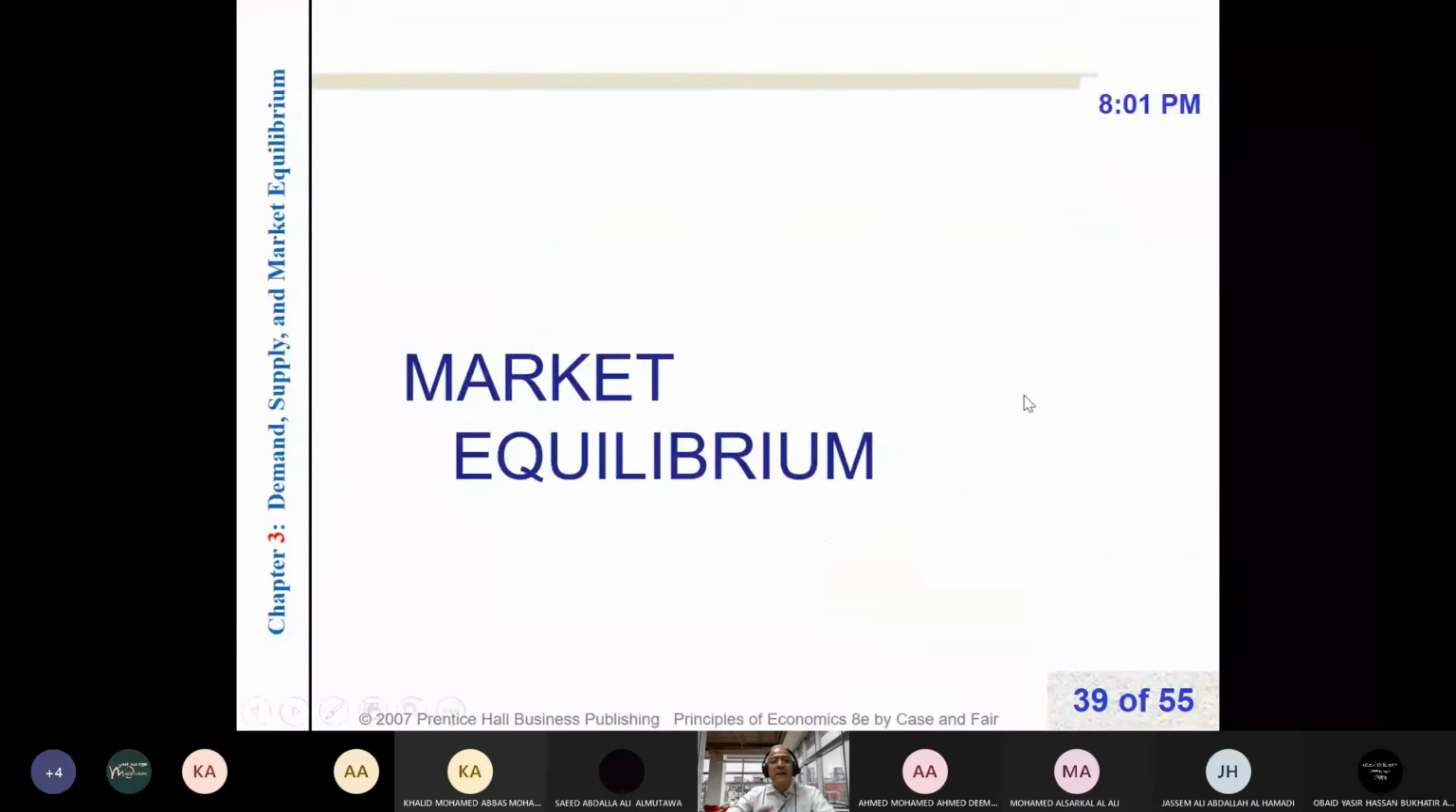So market equilibrium. What's the meaning of market equilibrium? Market stability, market equality. What's the meaning in Arabic of market equilibrium?